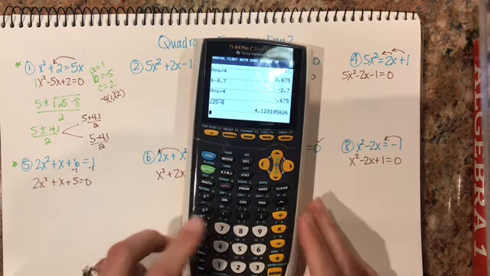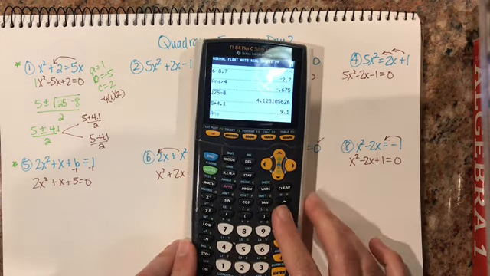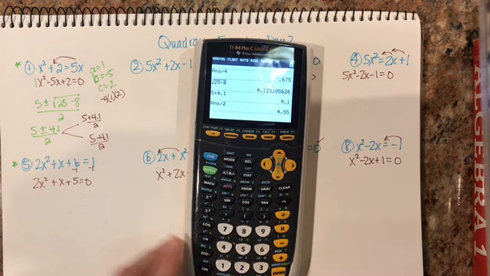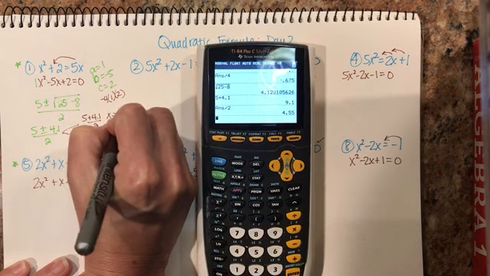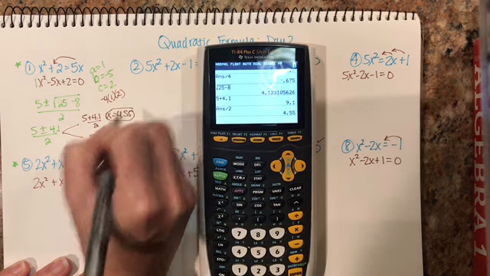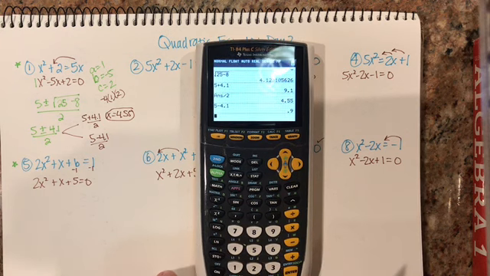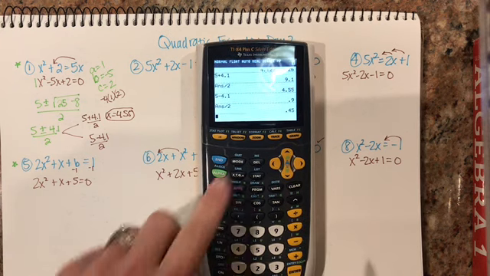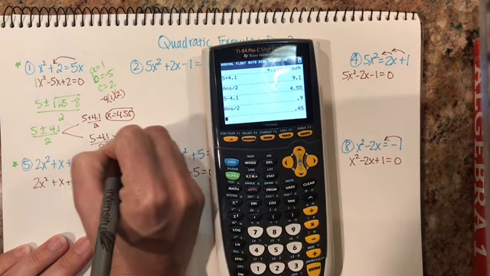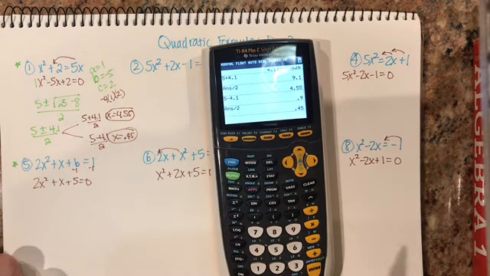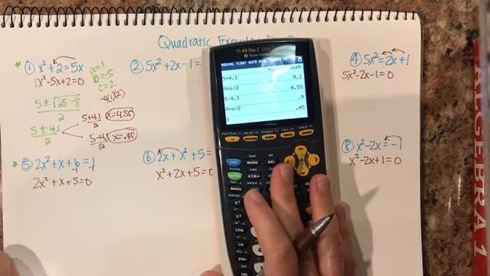Again, if you want to type that in your calculator, 5 plus 4.1, hit enter, and then divide by 2. So 4.55. And then if you guys would please circle your answers. And then 5 minus 4.1, enter, divided by 2, 0.45. And there's your 2 answers for number 1. So number 1 should be easy. You just need to show this work and circle your answers.